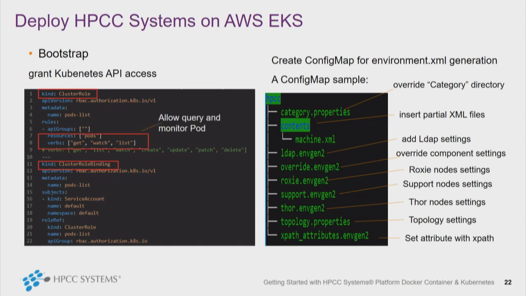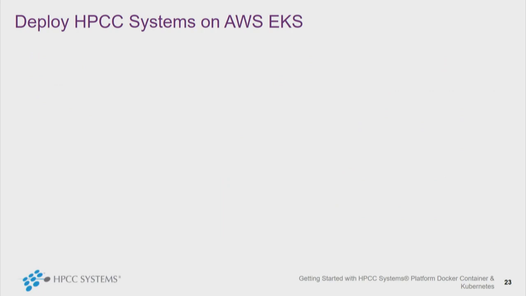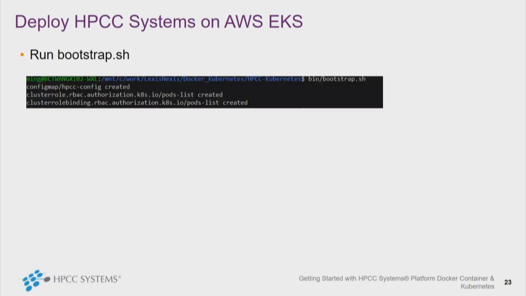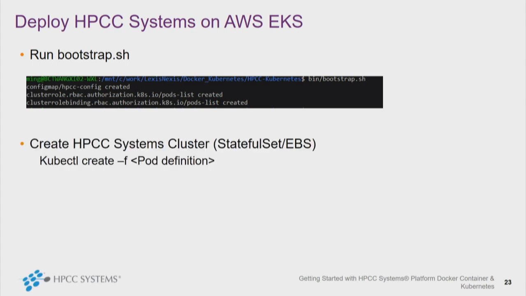Now here is how we define which API you want to access. And we set the namespace to default. That means every pod we defined will be in the default namespace. We didn't create a new namespace. OK, you run that bootstrap script. That's how you run it. And then you can deploy your HPCC cluster.